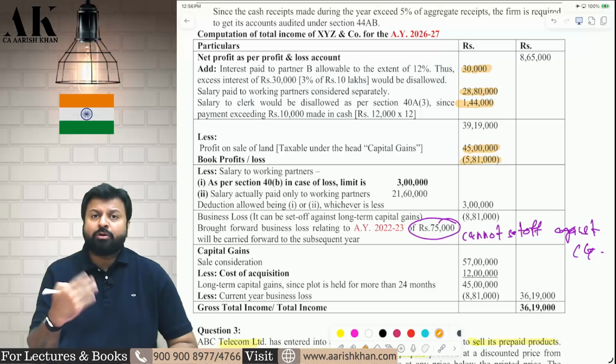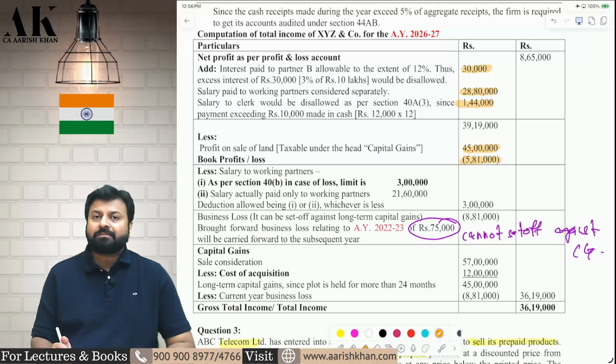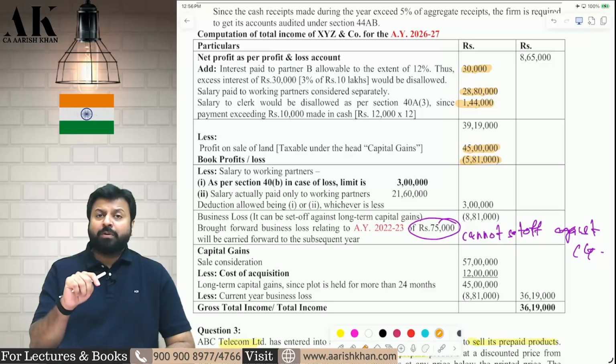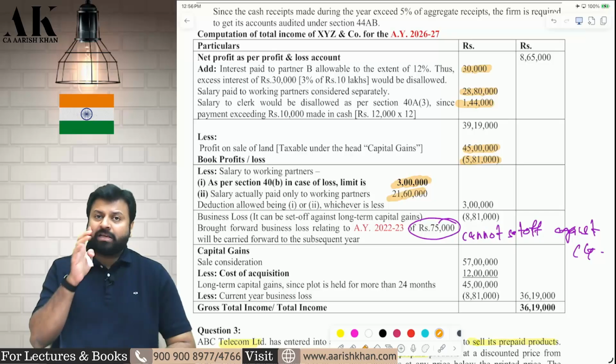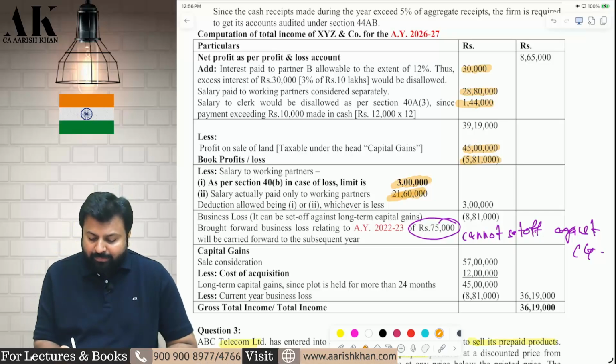After that, there is a book loss. So if there is a book loss, not book profit, then how much remuneration can you claim as a deduction? Maximum 3 lakh rupees, not more than that. So your maximum limit is 3 lakh, but your actual remuneration is 21 lakh 60,000. How, sir? For 3 working partners, 60,000 into 12 into 3 working partners. But in case of loss, you cannot claim more than 3 lakh. Therefore, 3 lakh you can claim.